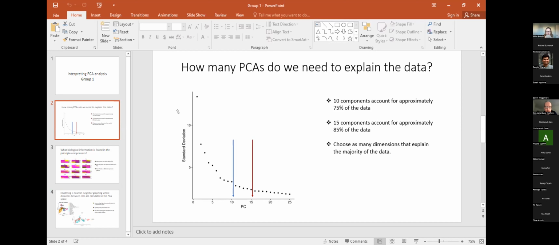Yes, I have a question about this graph. How can you find the number of components that account for approximately 75% and 85% using this graph? I don't know how to interpret this graph.